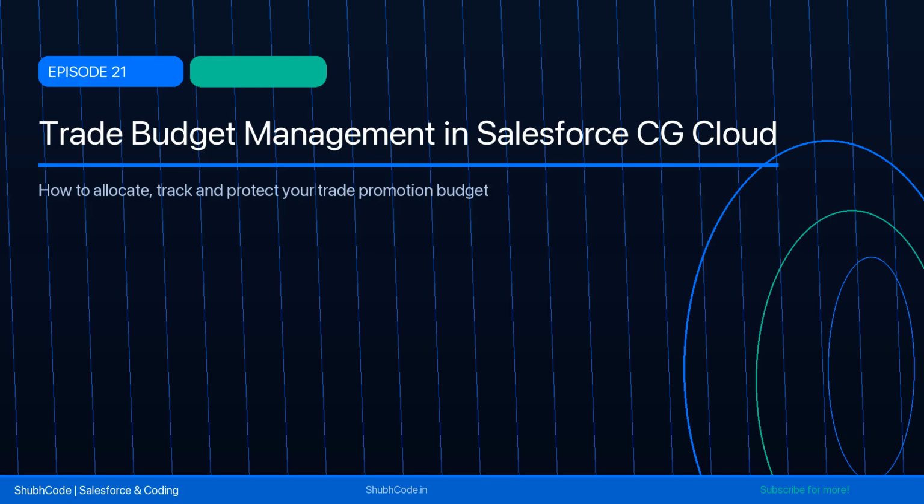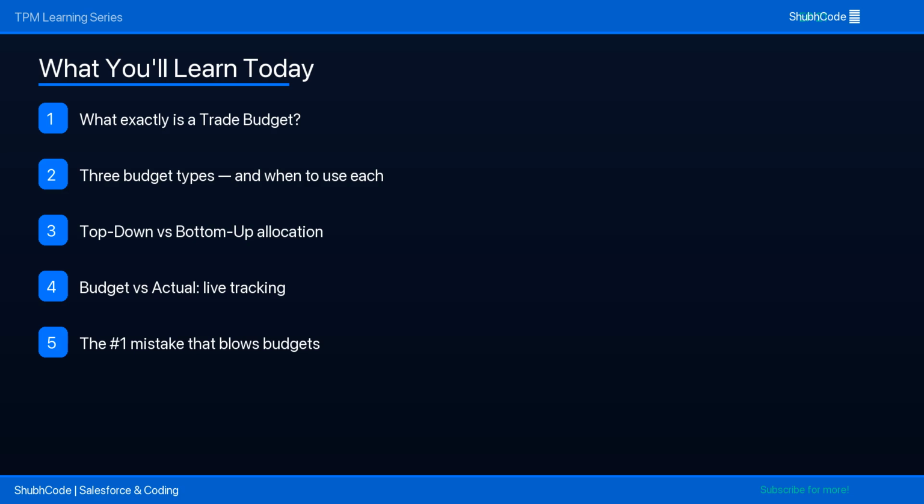This is episode 21, and today we're covering trade budget management in Salesforce CG Cloud, how to allocate, track and protect your trade promotion budget. Let's get into it. Quick look at what we're covering today.